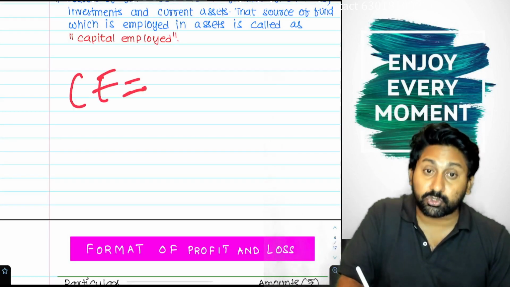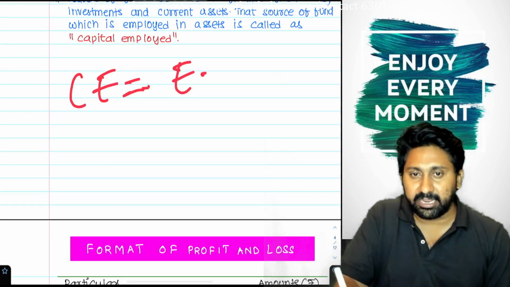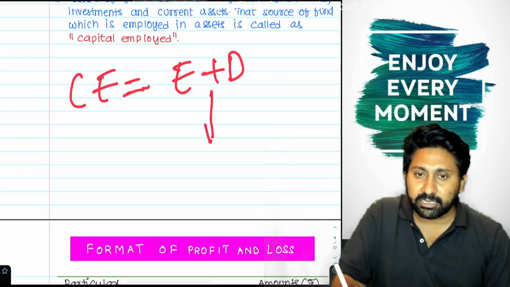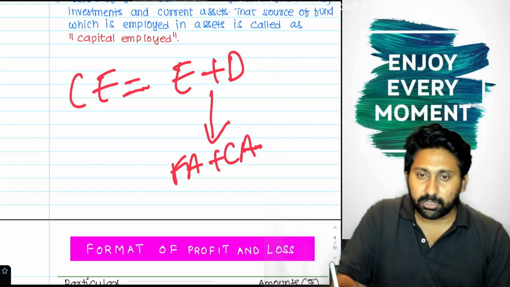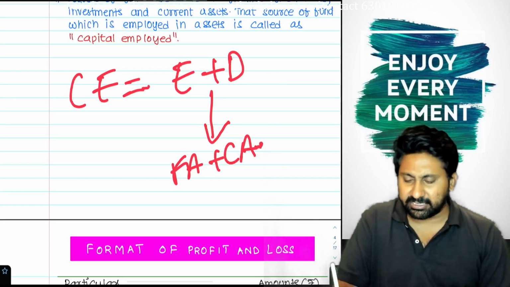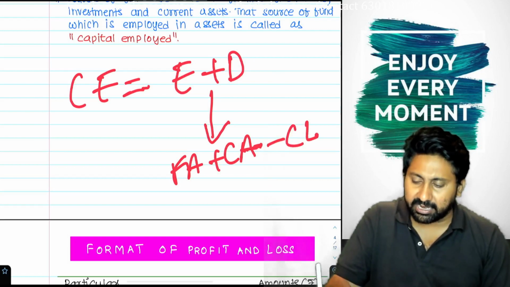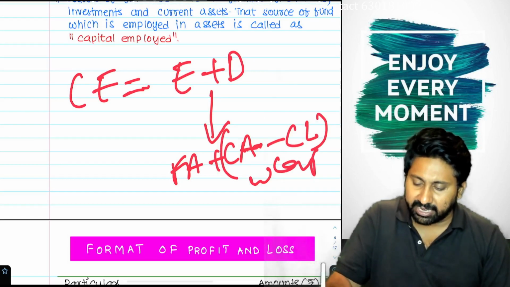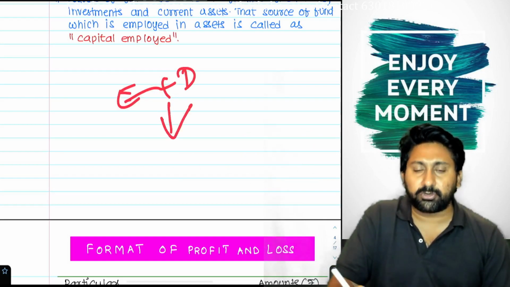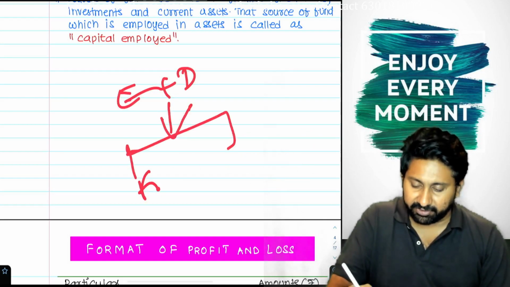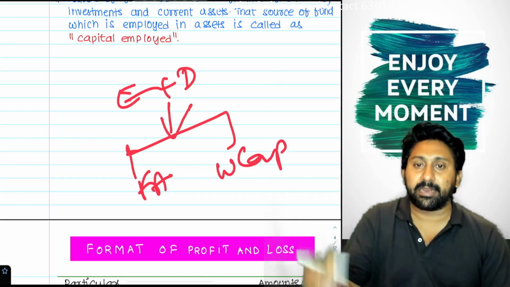Capital employed means total capital employed, equity plus debt. Both of these are used in what? Used in fixed assets and current assets, or fixed assets plus current assets minus current liabilities. We can call this working capital. So the equity and debt will be used to finance two things. Number one, fixed assets. Number two, working capital.